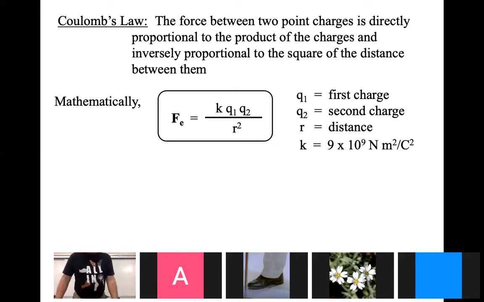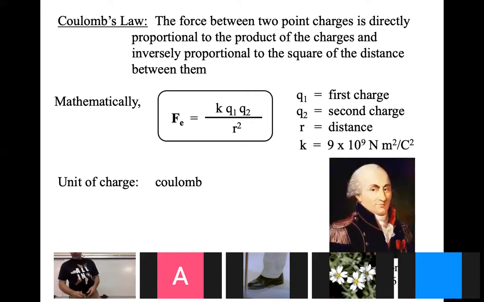Now, capital C is a coulomb, because they ended up naming the unit of charge after the guy. There he is. He lived in France in the 1700s. Now, he did his work long before they knew what charge was. It wasn't until the latter years of the 1800s, over 100 years after Coulomb did his work, that the electron was discovered by an Englishman by the name of J.J. Thomson. He discovered and named the electron in 1897.